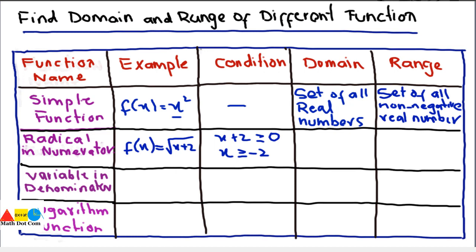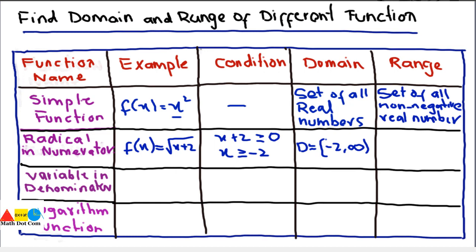So what will be the domain? Domain means the values of x. In the condition we have restricted the value of x to greater than or equal to minus 2. So domain will be equal to minus 2 to infinity. It means we cannot take a value of x less than minus 2, because if we take values of x less than minus 2, it will become negative under the root, and any negative value under the root will give you imaginary values. And the domain and range should be real numbers. No imaginary numbers are allowed. So domain is equal to minus 2 to infinity.